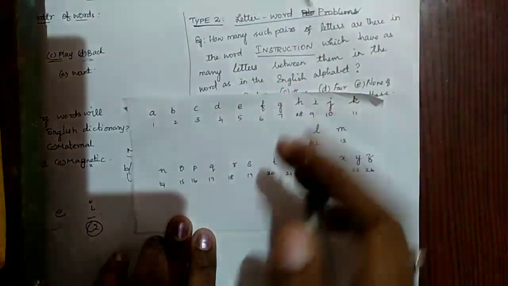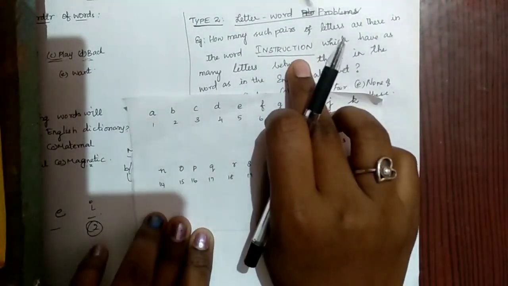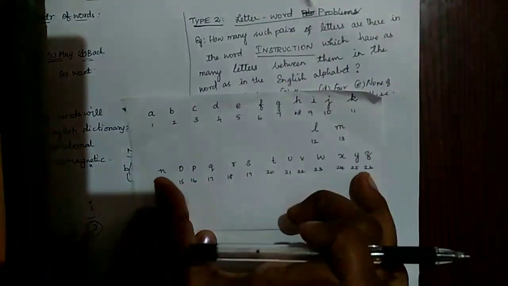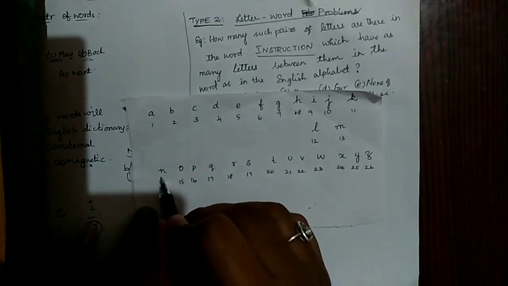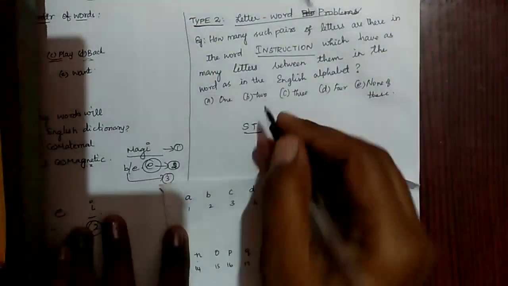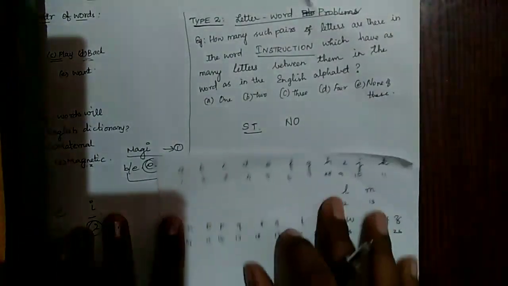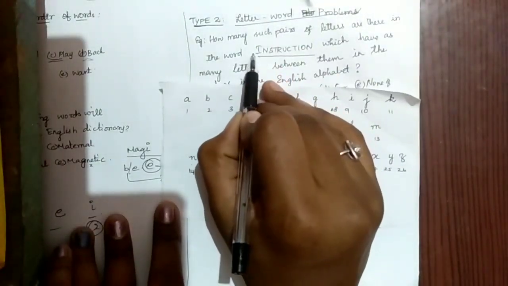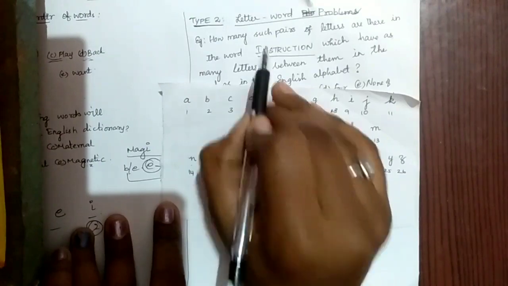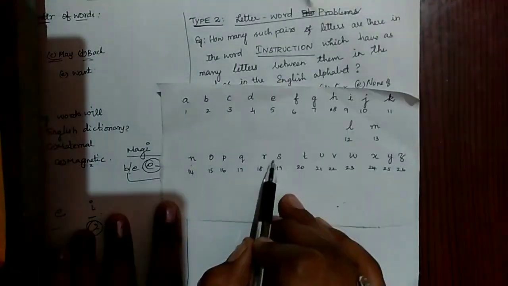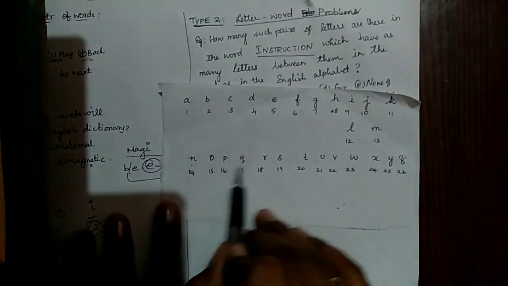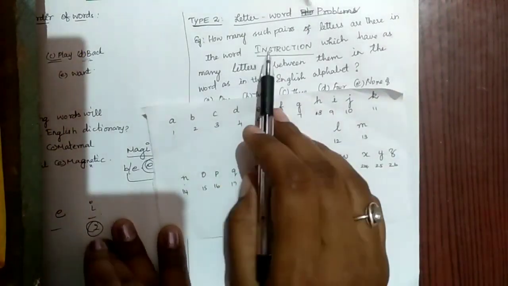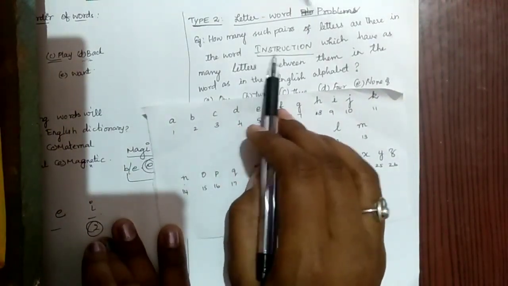O and N. In this order, O follows N. In the alphabetical order also, O follows N. So this is one of the pairs, N and O. We go to the next. I and S do not match, so we go to I and S. I is here and S is here. Between I and S there are so many letters here, but in the word it is only one letter. Next we go with I and T.